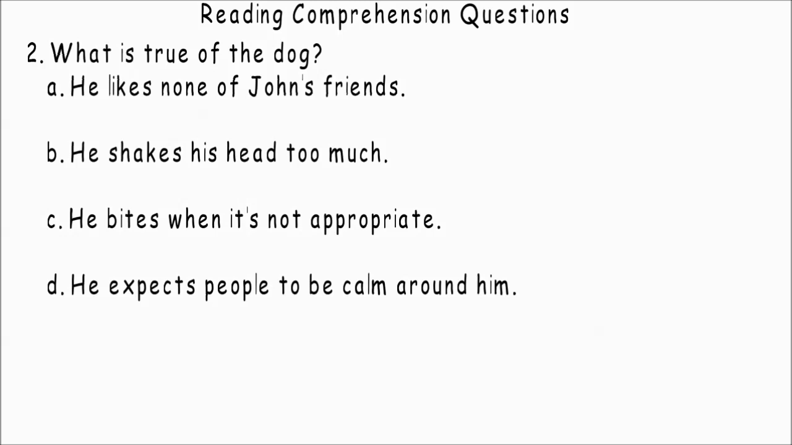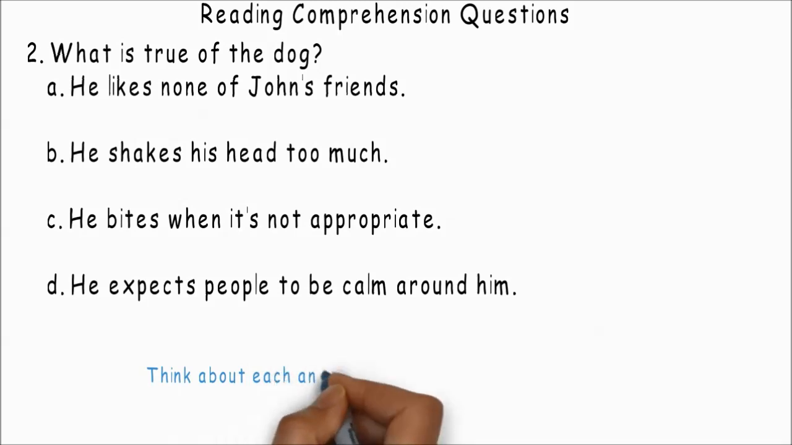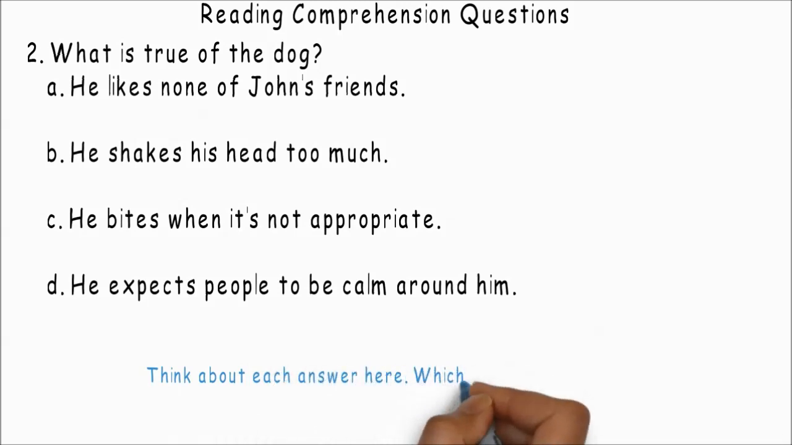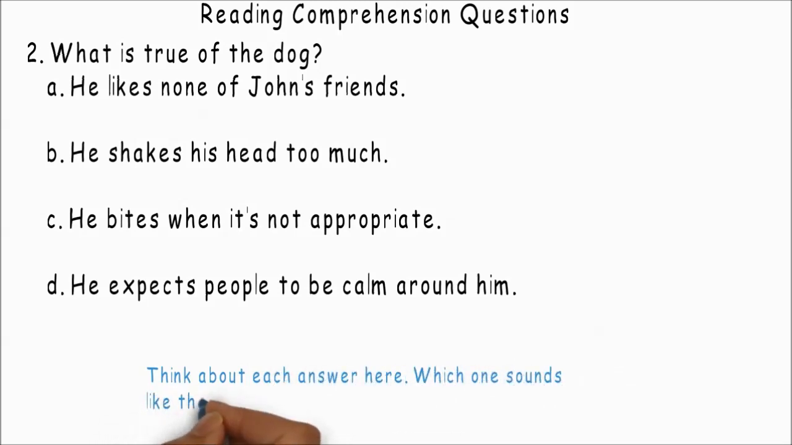Reading comprehension questions. Number 2. What is true of the dog? He likes none of John's friends. He shakes his head too much. He bites when it's not appropriate, and he expects people to be calm around him. Think about each answer here. Which one sounds like the most true answer?